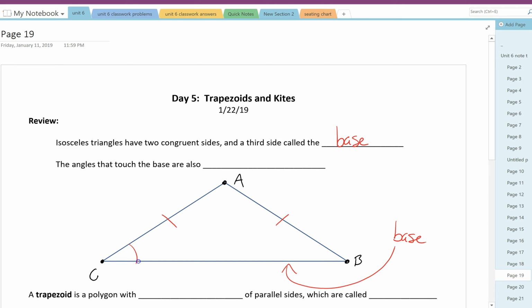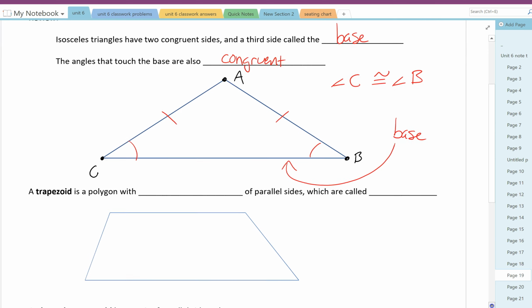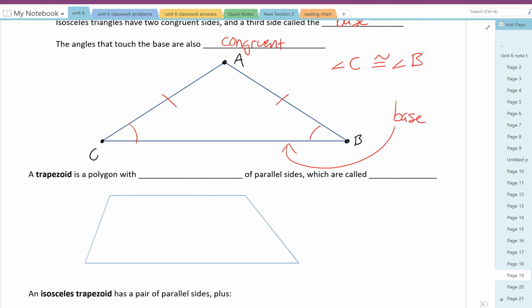And so the two angles that touch the base, also called the base angles, are going to be congruent. In other words, angle C is going to be congruent with angle B. Okay, that's an isosceles triangle. And you'll see in a minute why I wanted to review that really quick with you.